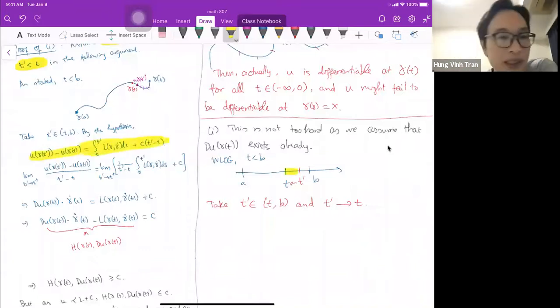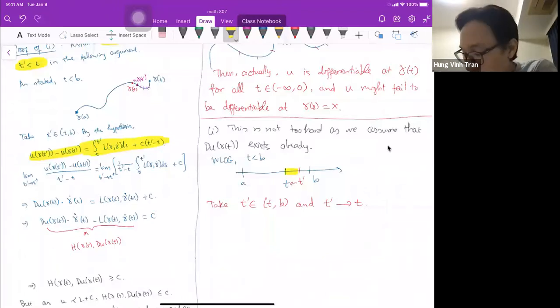u of gamma t prime minus u of gamma t equals the action functional from t to t prime of L plus c. And then, as we said, we let t prime go to t from the right.